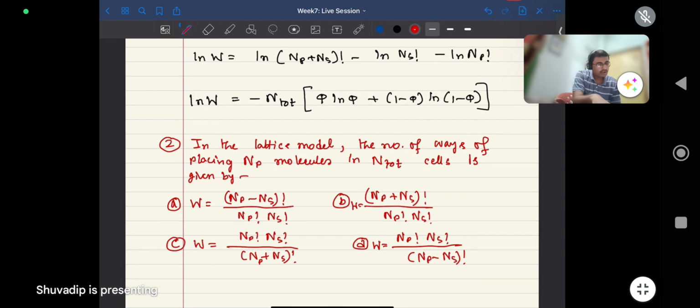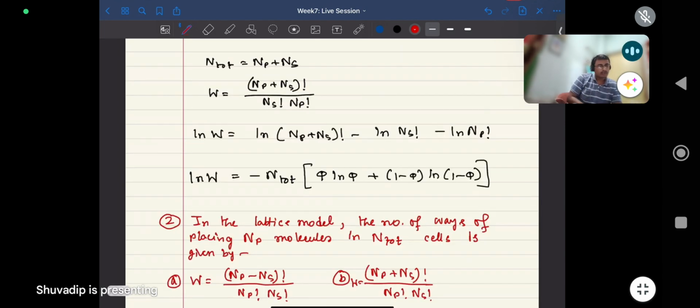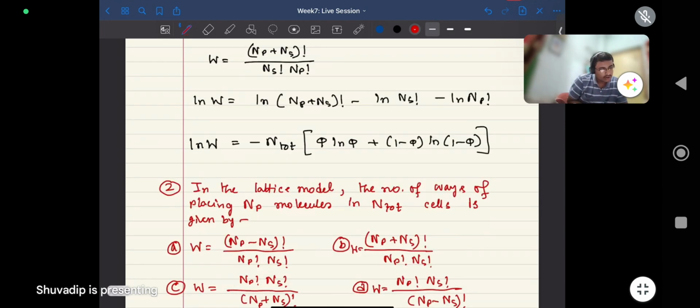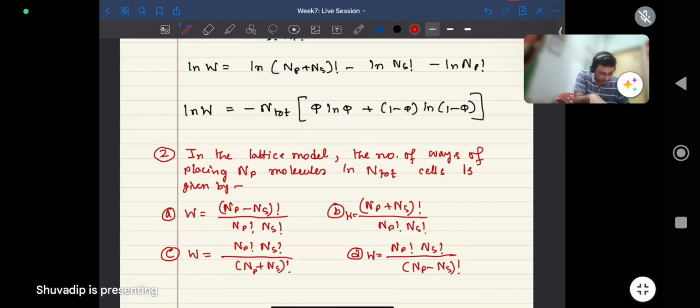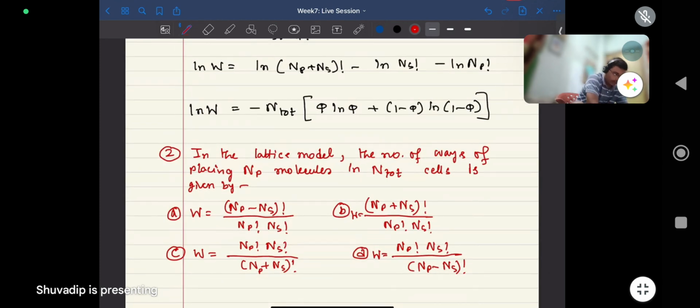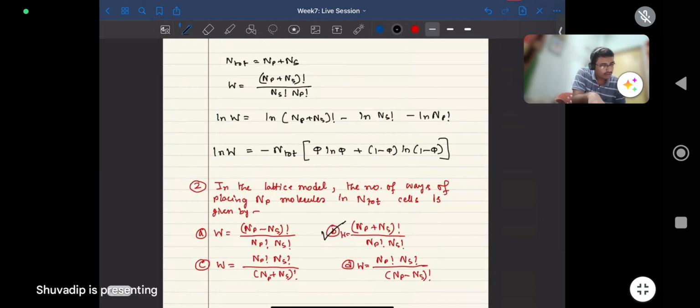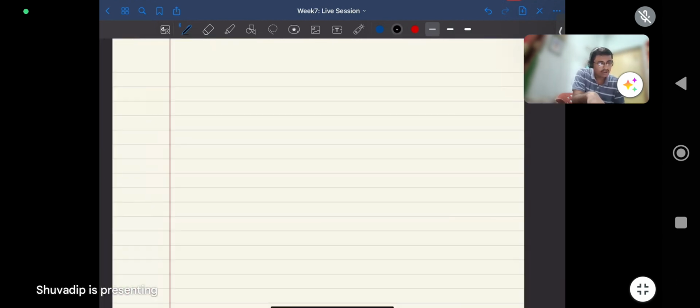So clearly, as we have discussed, the total number of possibilities will be (Np plus Ns) factorial, which is the total number of cells, divided by Np factorial times Ns factorial. So this is the correct option, option B. Okay, let us come back to our free energy writing.